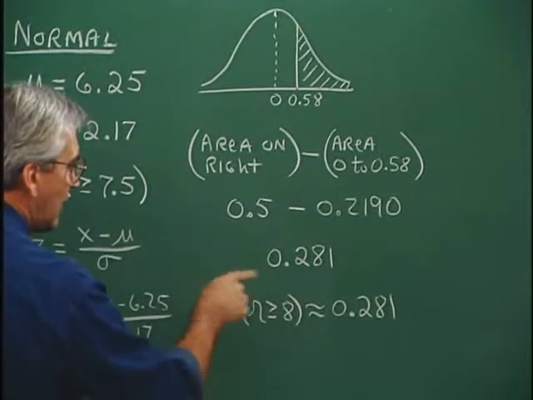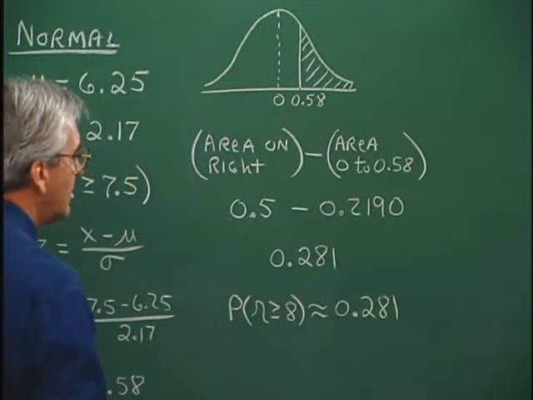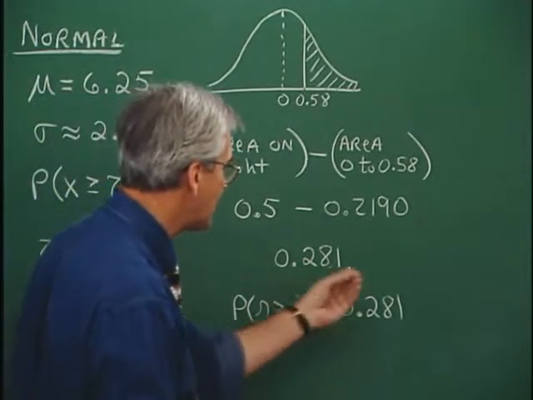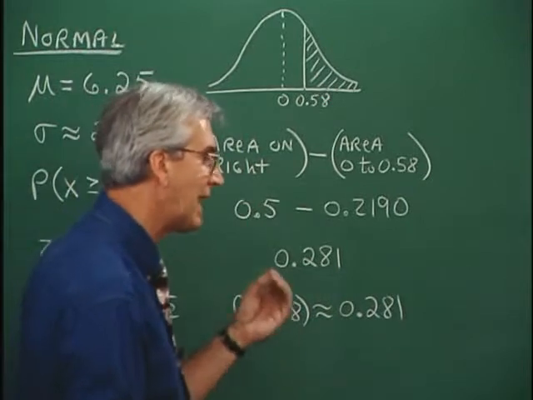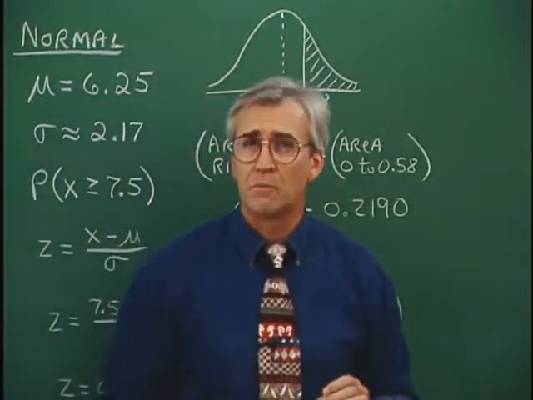Now the exact value on this turns out to be 0.2735, you see, but we're within sort of 1% of the actual value by using an approximation within the normal distribution. Pretty neat trick, isn't it?